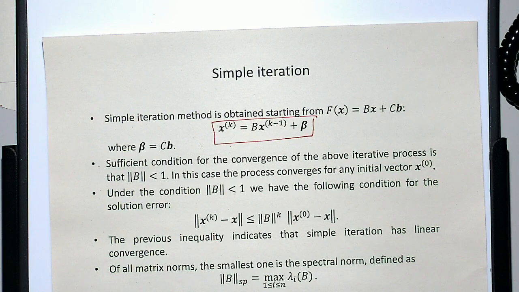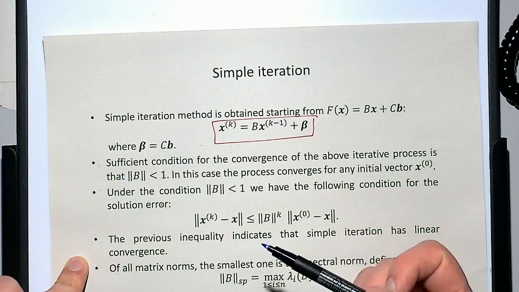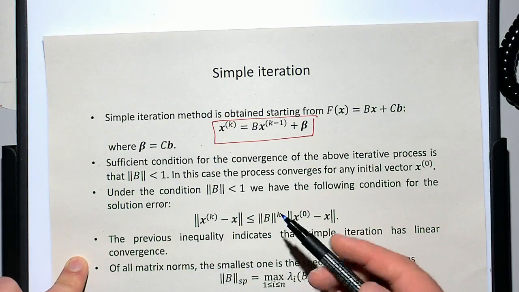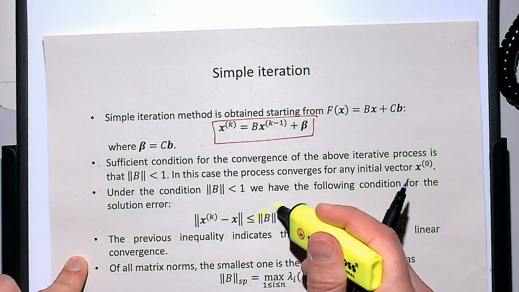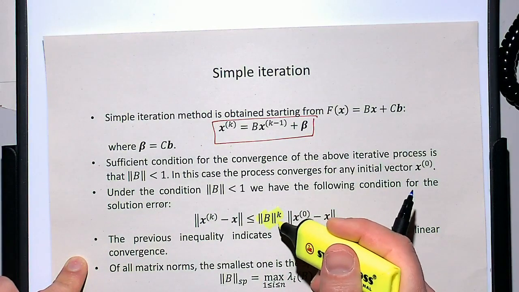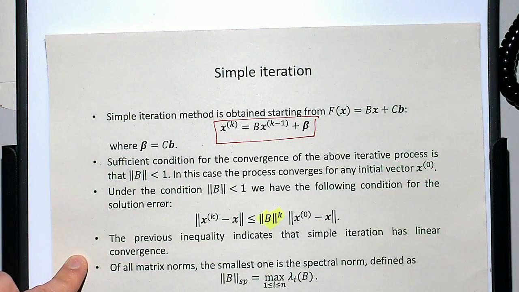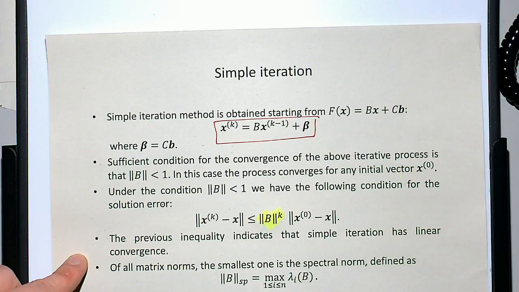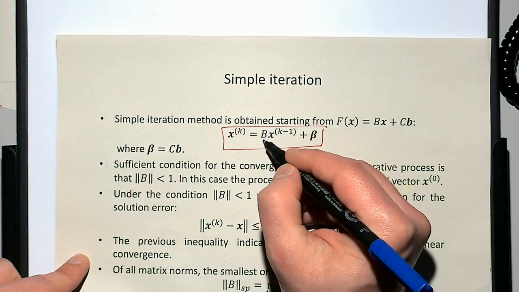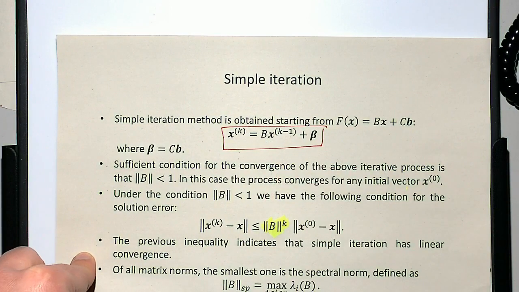So what is the condition that is required for the convergence of these iterations? The condition is that we have this norm of B to the power k. This is the power, not iteration, because it's not in the parentheses. And for this to hold, we need to have the maximum eigenvalue of B, whatever this matrix B is, its maximum eigenvalue has to be smaller than 1. Okay?